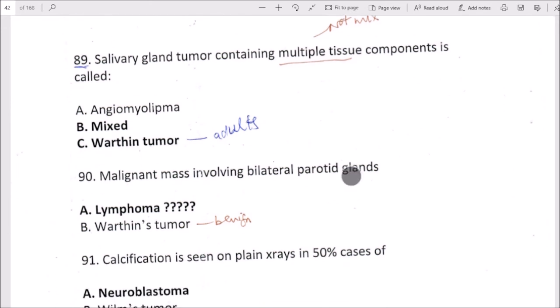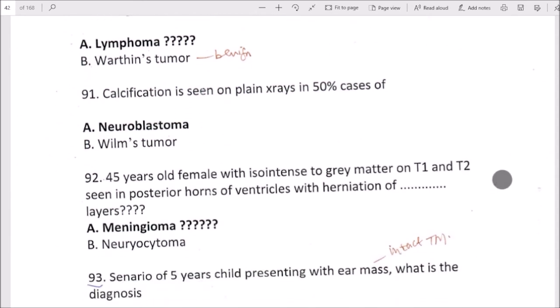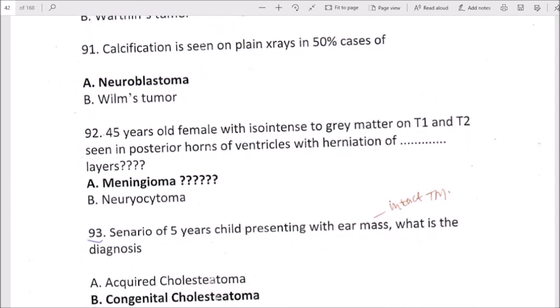90. Malignant mass involving bilateral parotid glands is lymphoma. Warthin tumor is benign, so malignant bilateral parotid involvement is lymphoma. 91. Calcification is seen on plain X-ray in 50% of cases of neuroblastoma.